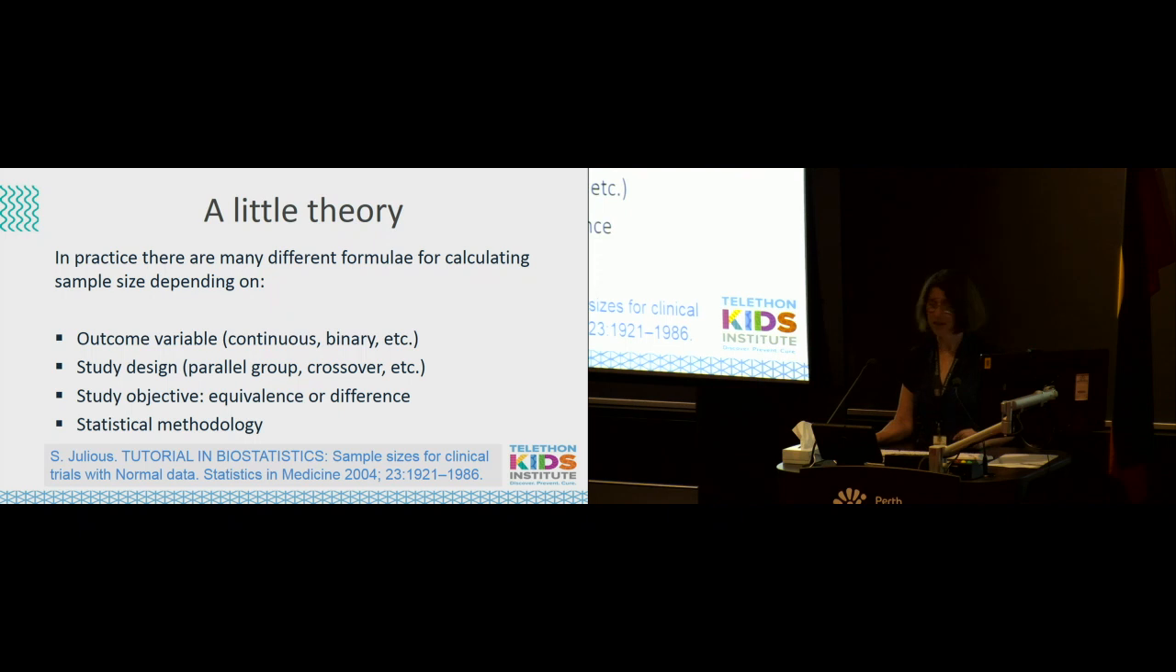The best book I've found in this area is written by Stephen Julious, a colleague in the UK, which is a tutorial in biostats, and there's a reference for that in the handout.